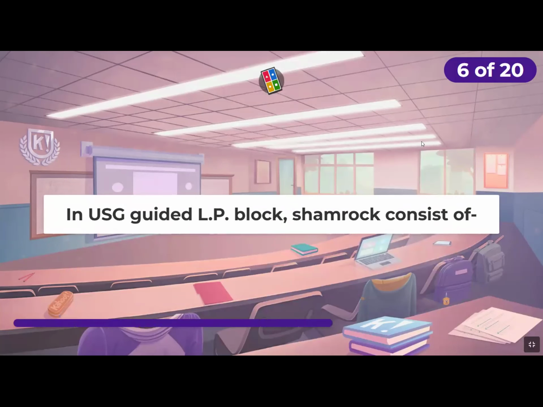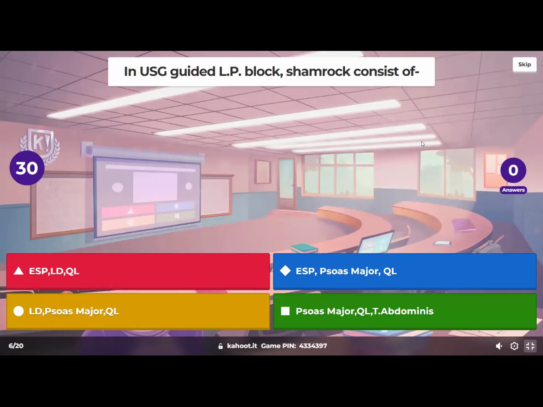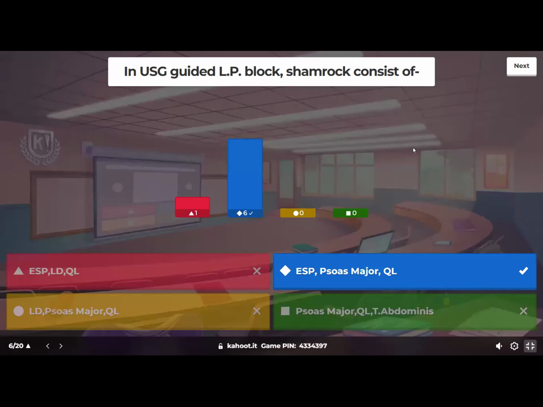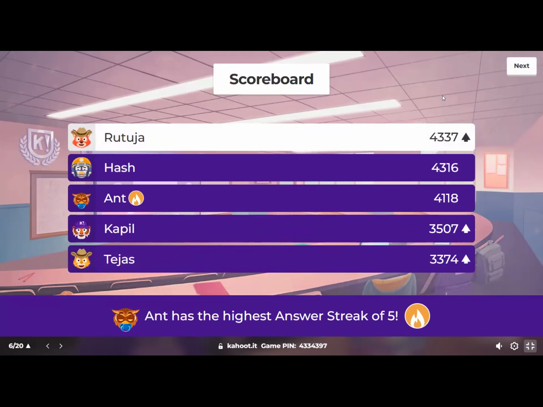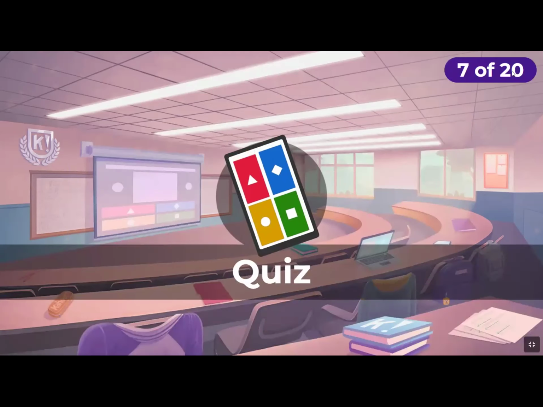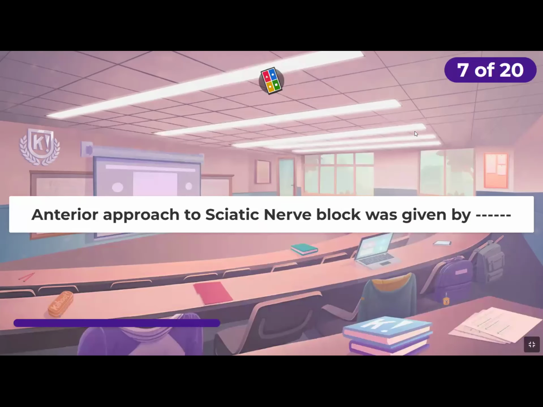In USG guided LP block, shamrock consists of... yes, all of you got it right. I think the quiz is very simple this time. Rutuja is again leading. So we'll go to the next question.